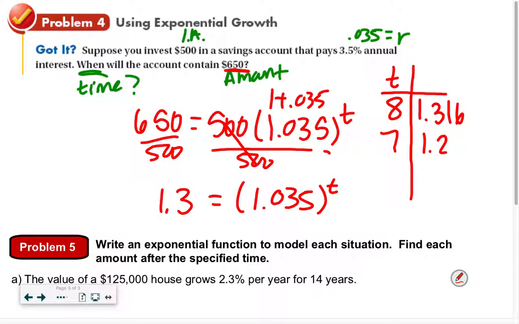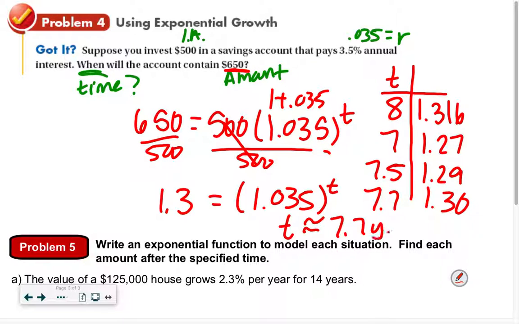1.27. 7.5. 1.29. We're getting close. 7.7. Plug it in there. What do we get? 1.30. Thank goodness. So our t is about 7.7 years. Okay. Questions?